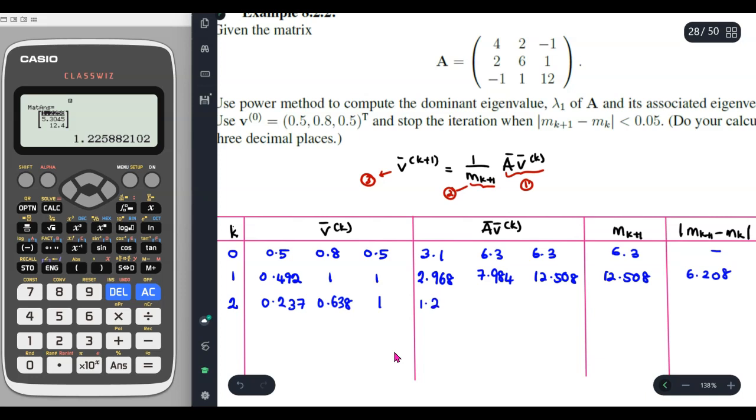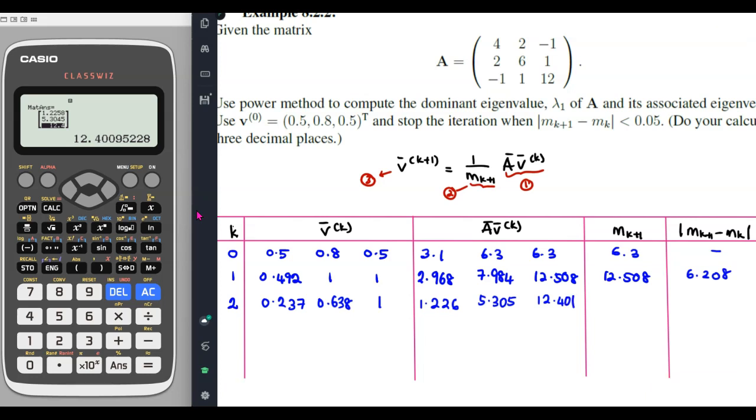So 1.226, and then you have 5.305, and then you have 12.401. So in terms of absolute value, your mk plus 1 is supposed to be 12.401. And then you can compute the difference between two consecutive m. That is 0.107. So you can see you still cannot stop here because it is greater compared to your epsilon here, 0.05. So it means you need to proceed.